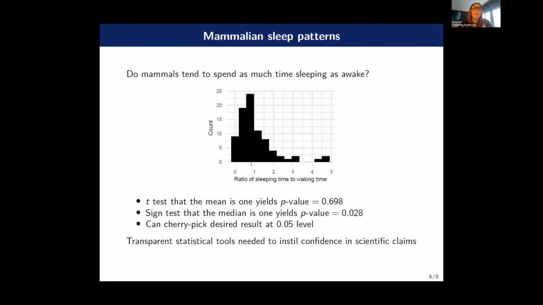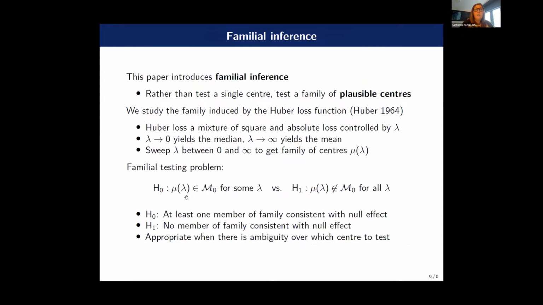So we might be interested in: is there any measure of center for which a value of mu lambda being 1 is plausible? So we're going to do the test under the null to say, is there any center of this distribution according to the Huber loss that matches the null value, say 1? And the alternative would be, no, there is no value of lambda for which the corresponding center is the null value. So this is a composite test. There are many different hypotheses here, infinitely many in both null and alternative.